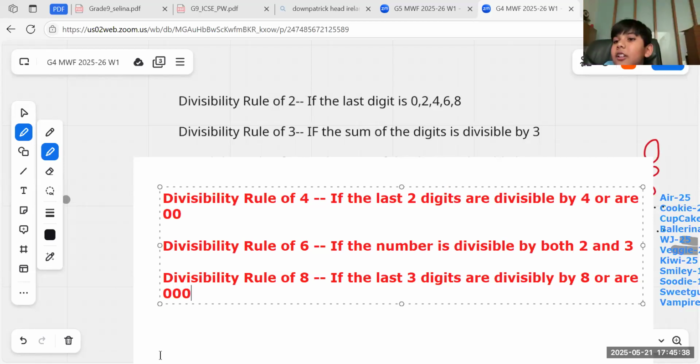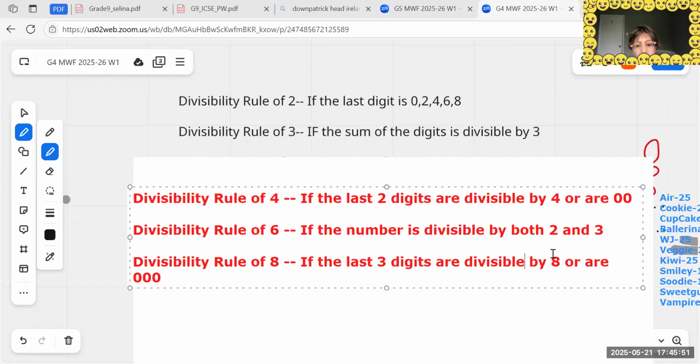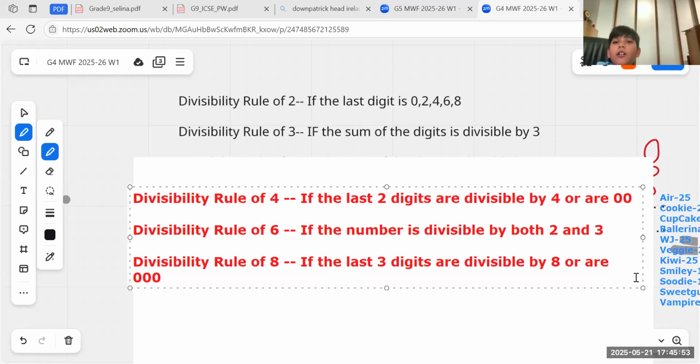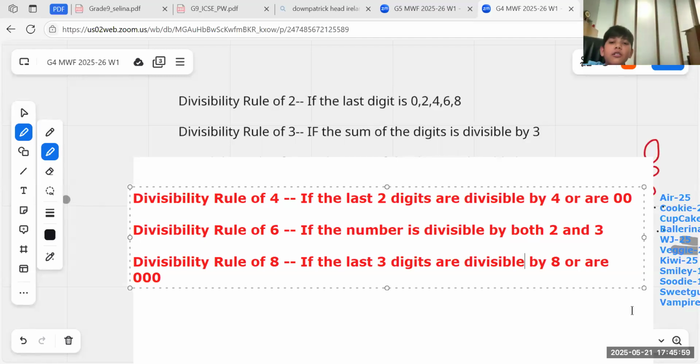If the last three digits are divisible by 8 or are 0 0 0. If the last three digits are divisible by 8 or are 0 0 0. Okay, so the last three digits are divisible by 8 or are 0 0 0.